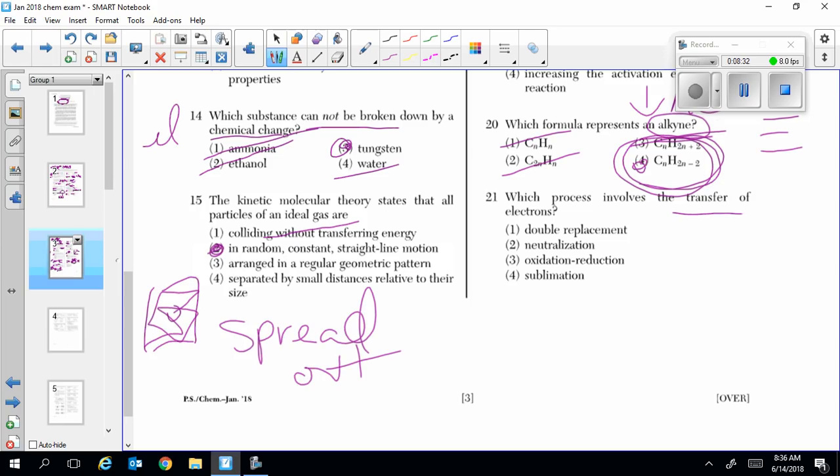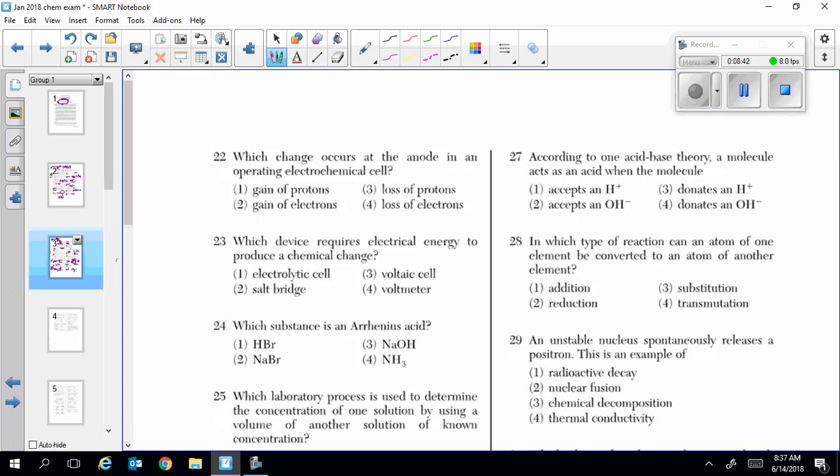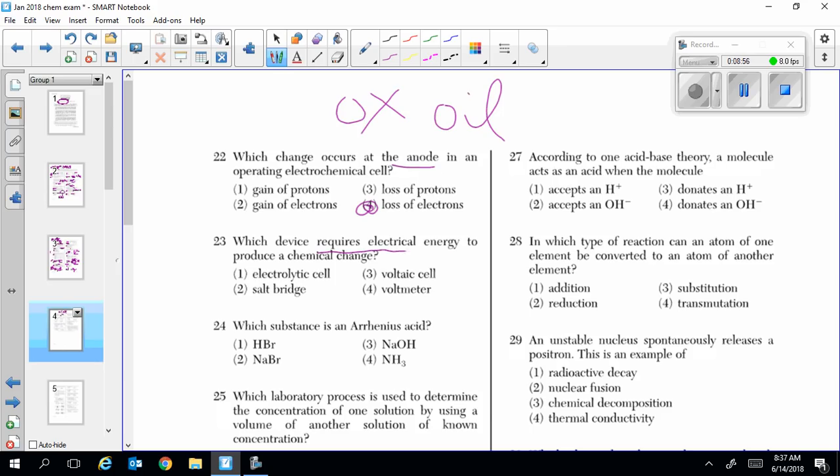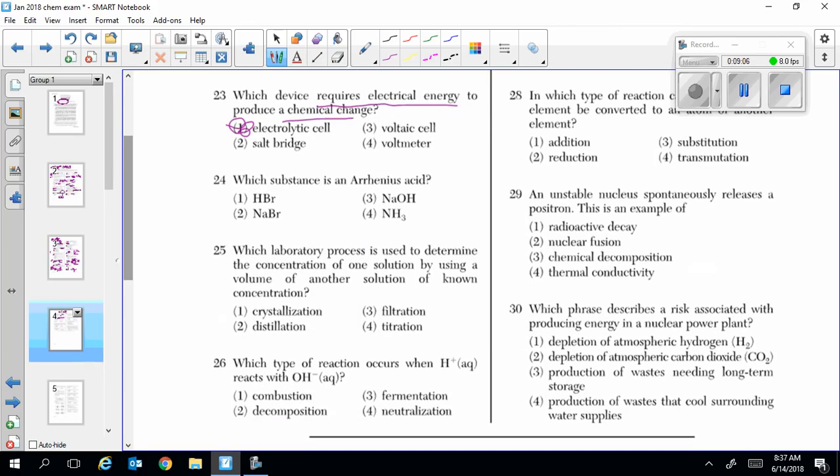Which process involves the transfer of electrons? So oxidation is losing electrons, reduction is gaining electrons. So electrons are transferred in a redox reaction. Which change occurs at the anode? Anode is the anox. Oxidation is losing electrons, so loss of electrons. Which device requires electrical energy to produce a chemical change? So if you need electrical energy, you need a battery. That's an electrolytic cell. Voltaic cells do the reverse. They use chemical energy to make electrical energy.